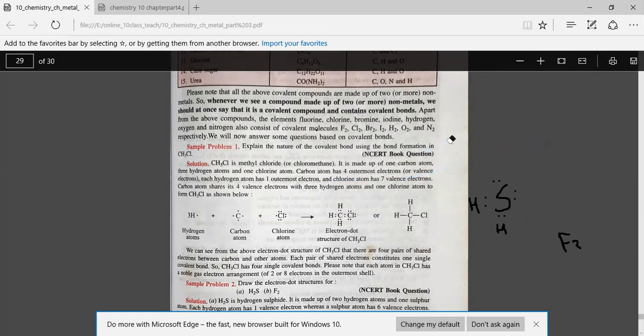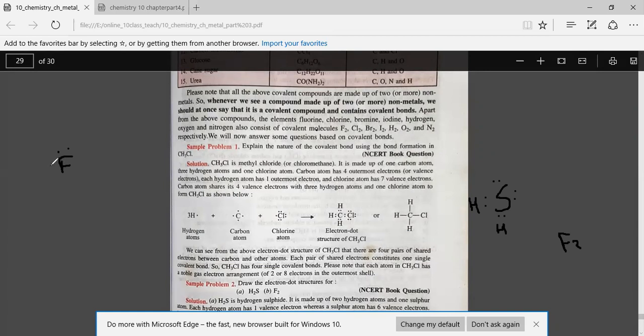What is the atomic number of fluorine? The atomic number is 9, so the electronic configuration is 2, 7. So 7 valence electrons are there. Each fluorine requires 1 electron to complete the octet. So the fluorine is combining with the other fluorine.